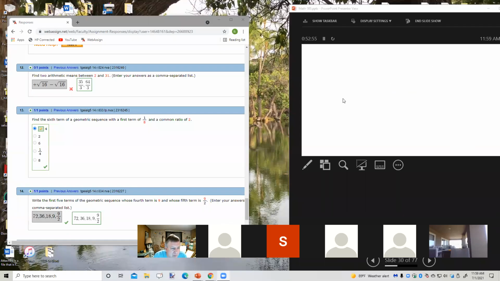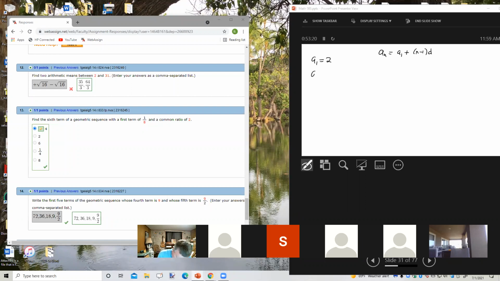Find two arithmetic means between 2 and 31. Okay. So arithmetic means, we're going to use the fact that a sub n equals a sub 1 plus the quantity n minus 1 times d. We know that the first term is 2. We're supposed to find two arithmetic means, and we know that the last term is 31. We know there's a total of 4 terms because we have a first, we have a last, and we have 2 in the middle. Okay?